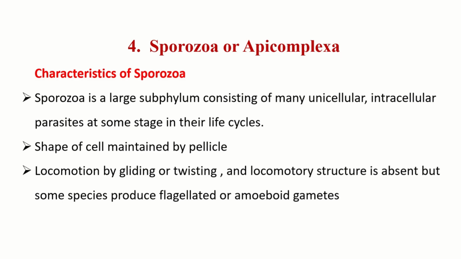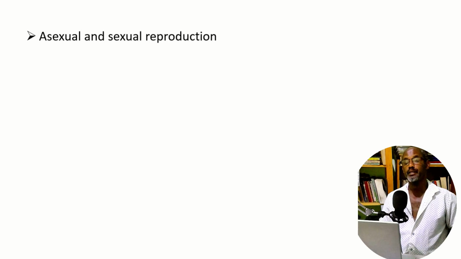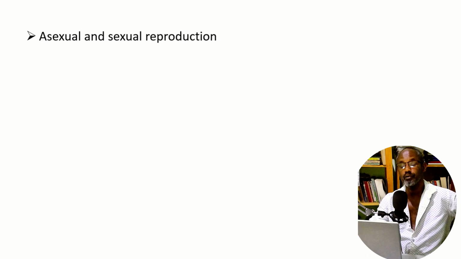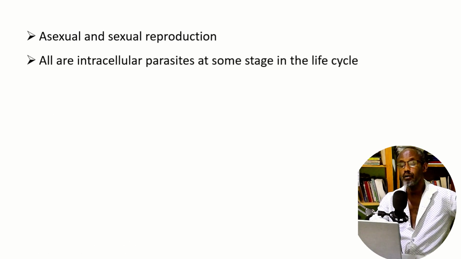Otherwise, generally speaking, the adults don't have locomotory structures, except that some larval forms may produce flagellated gametes or amoeboid gametes, or reproductive cells for sexual reproduction, of course. Asexual and sexual reproduction is common here. Even they do have alternation. They alternate from sexual into asexual or asexual into sexual. And all are intracellular parasites at some stage in their life cycle.